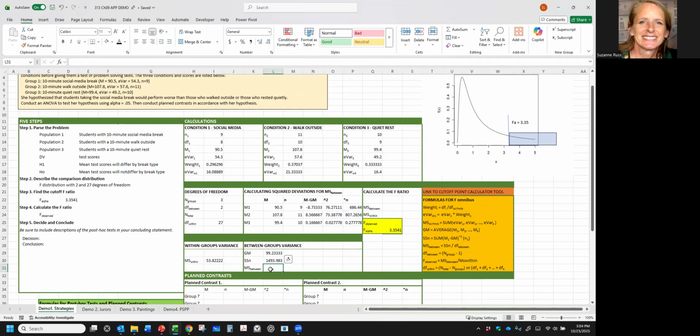And finally, our last step, here's our MS between formula, is SSN, and that's just referring to that sum squared deviations times n. SSN divided by DF between. We're calculating a variance. We have to divide. And where is our DF between? Here it is. And this is going to be our mean square between in this example.